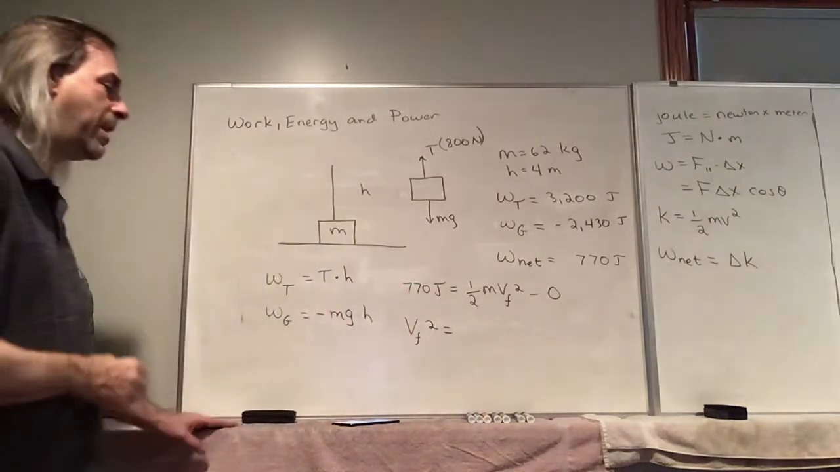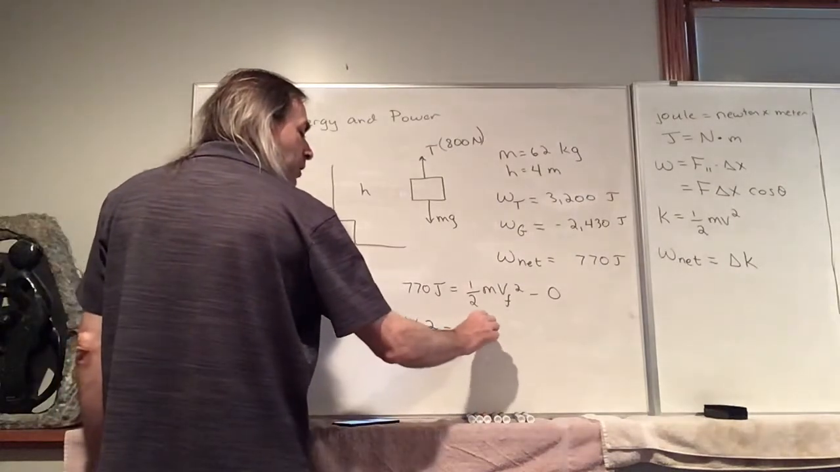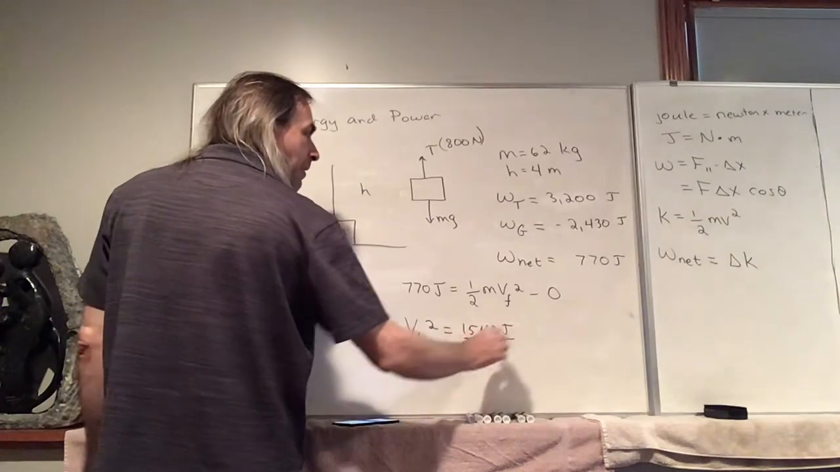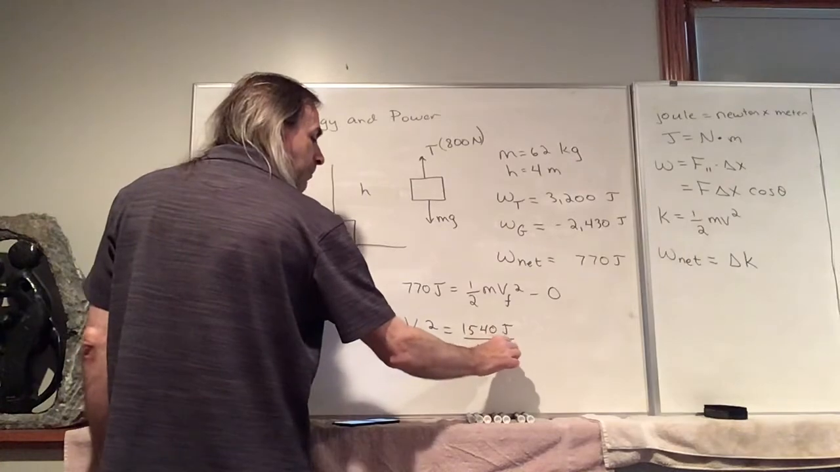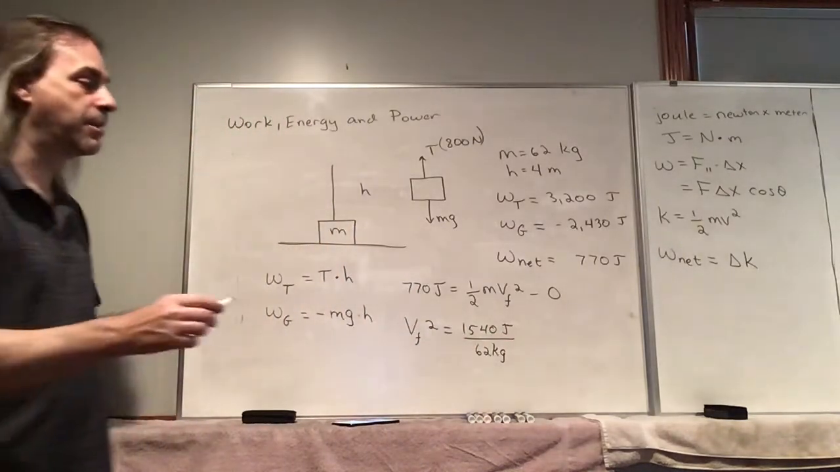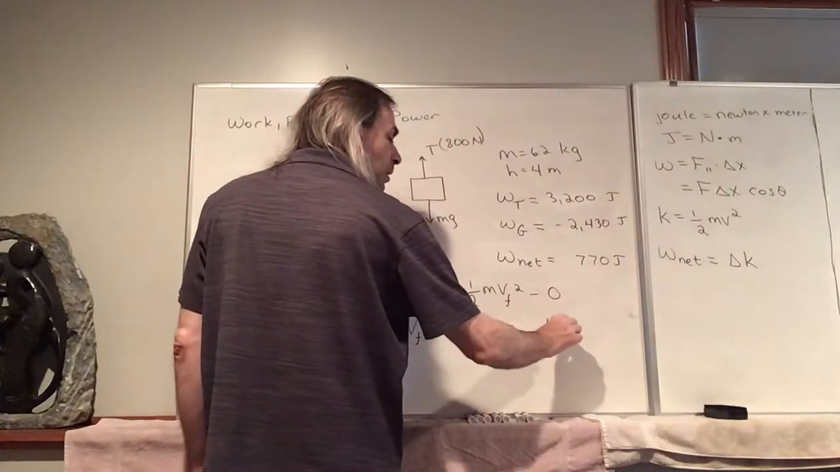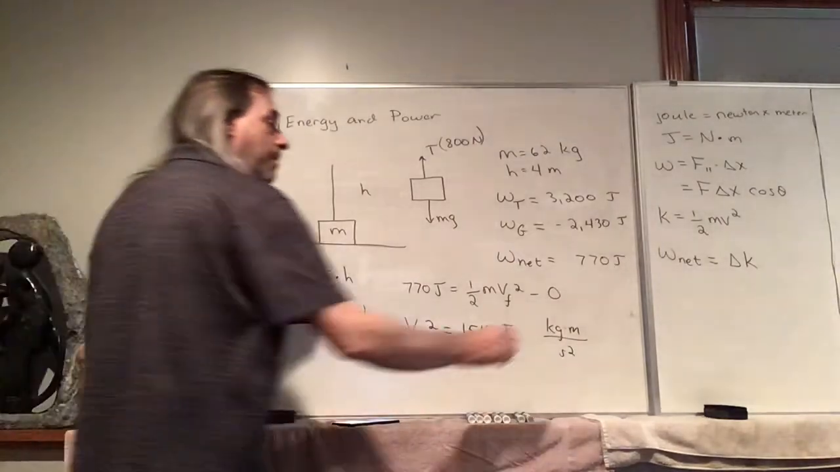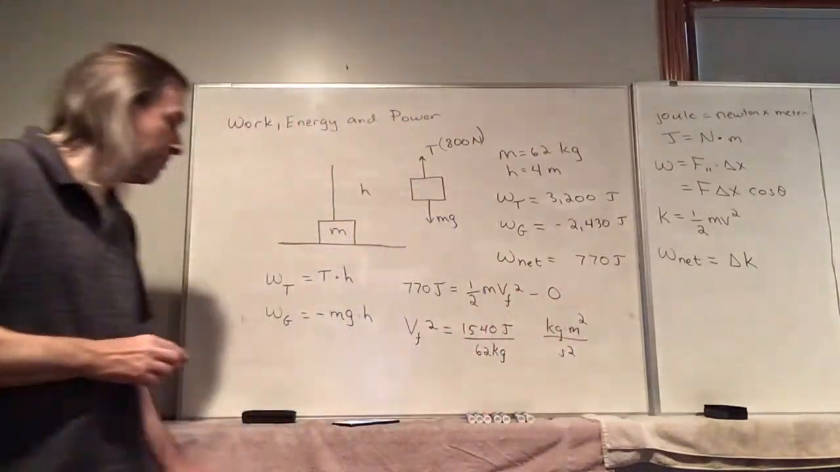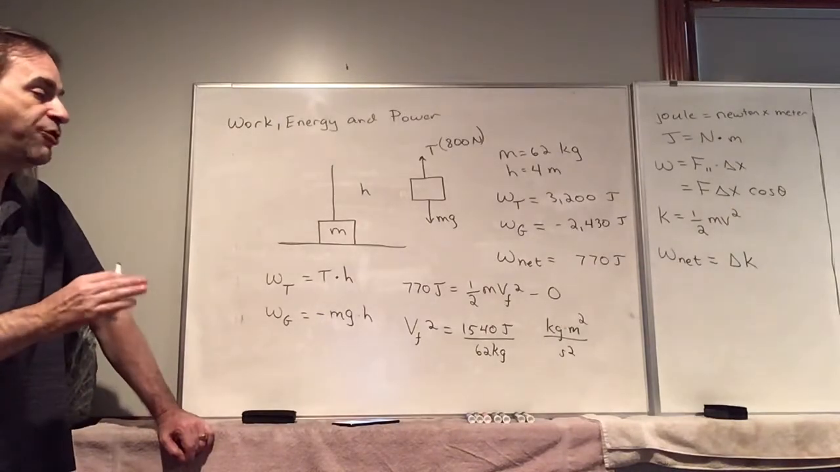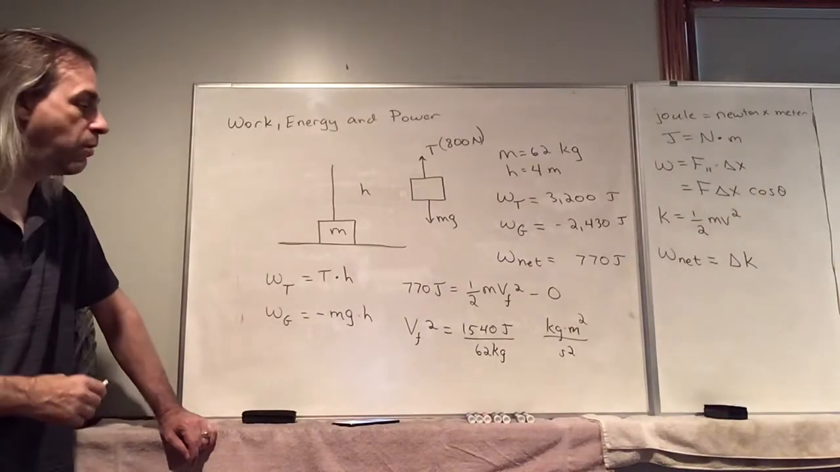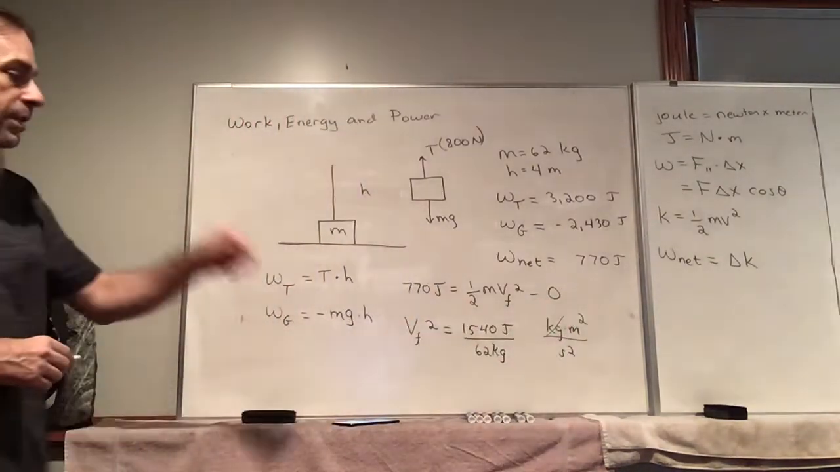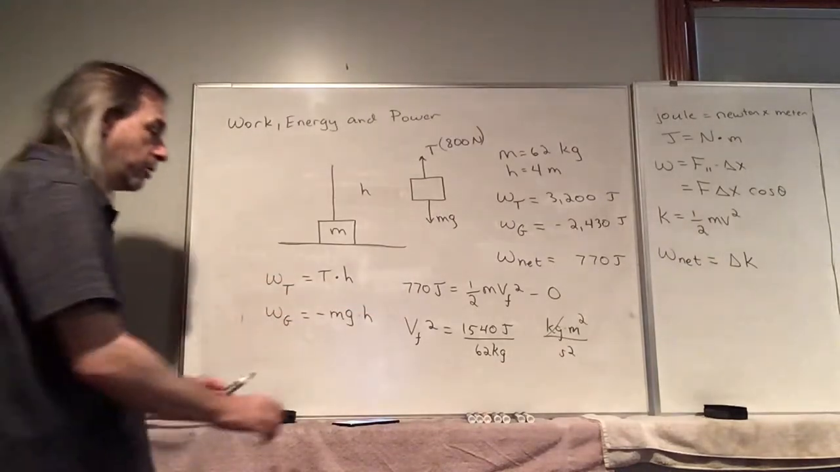So if we multiply that by 2, that's 1,540 joules, divided by the mass, which was 62 kilograms. Now a joule is a newton times a meter. A newton is a kilogram meter per second squared, and then we multiply it by a meter. So in basic SI units, a joule is a kilogram meter squared per second squared. If we divide by a kilogram, we have meters squared per second squared, and then we take the square root, we get meters per second.